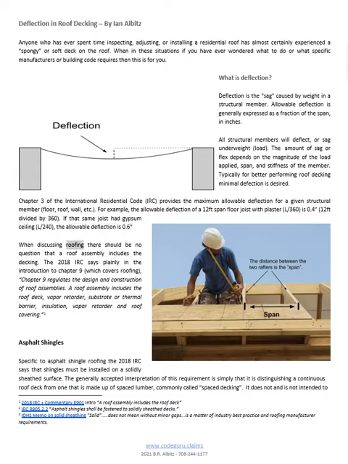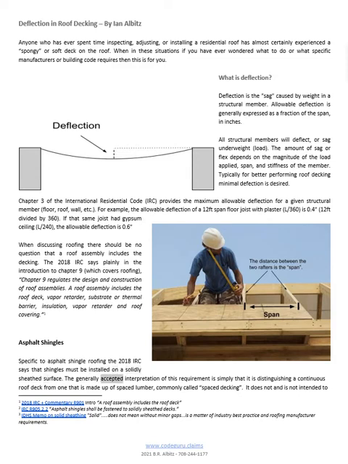When discussing roofing, there should be no question that a roof assembly includes the decking. The 2018 IRC says plainly in the introduction to Chapter 9, which covers roofing: Chapter 9 regulates the design and construction of roof assemblies. A roof assembly includes the roof deck, vapor retarder, substrate or thermal barrier, insulation, vapor retarder, and roof covering. 1. Asphalt shingles. Specific to asphalt shingle roofing, the 2018 IRC says that shingles must be installed on a solidly sheathed surface.